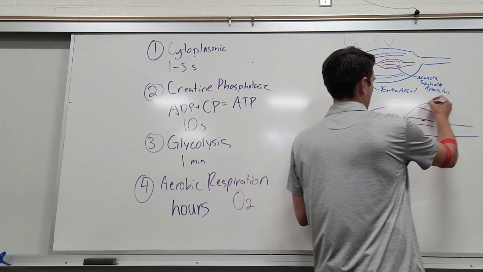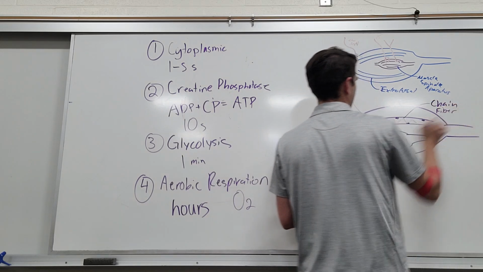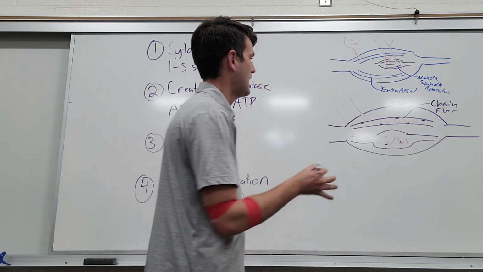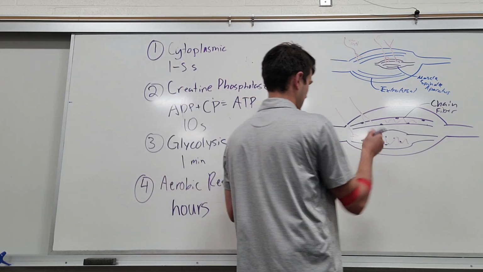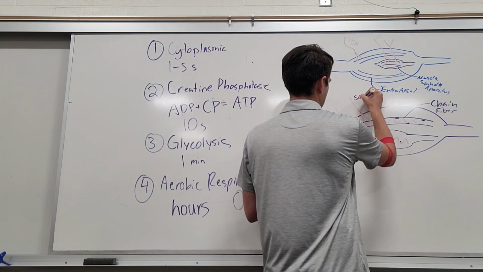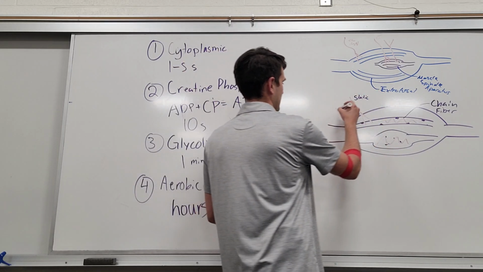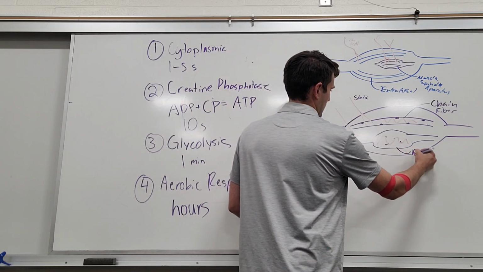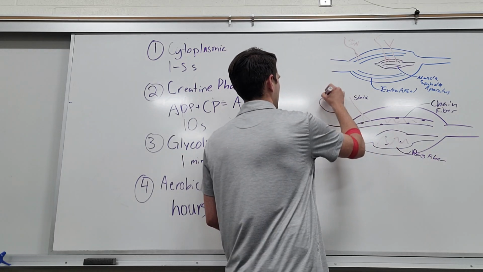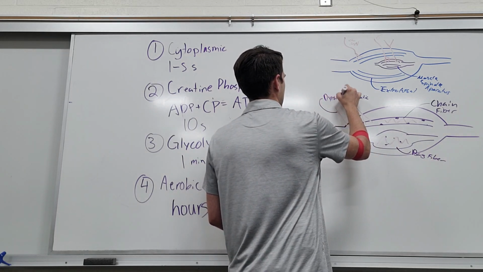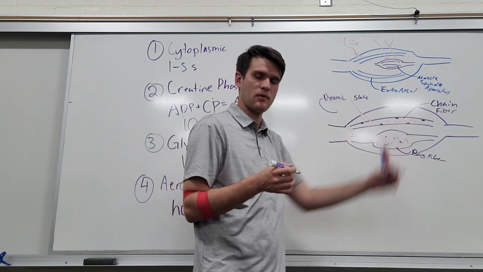So right here, this is going to be our chain fiber, okay? And our chain fiber is going to be innervated by a static gamma neuron. And this other one that's got kind of a bulge to it, this is going to be our bag fiber, and it's innervated by a dynamic motor neuron, okay? And we also have sensory neurons in both of these.